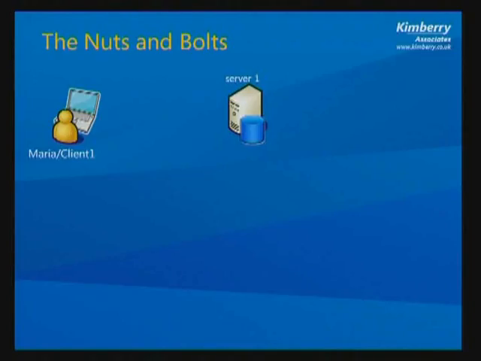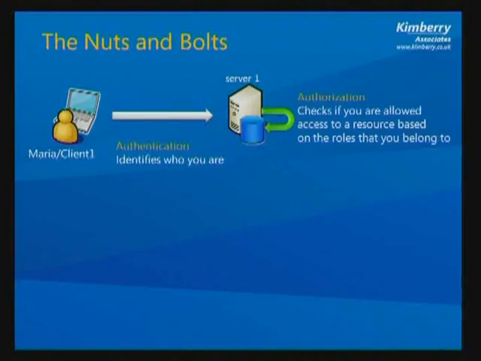Okay, nuts and bolts. We have this person, Maria, sitting on client 1, who's going to access server 1. The first thing is we need to authenticate, which is identifying who you are. The next thing is the authorization component. And this is basically checking, now that we know who you are, are you allowed access? Right?